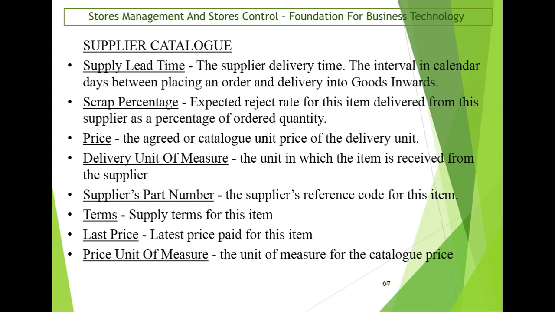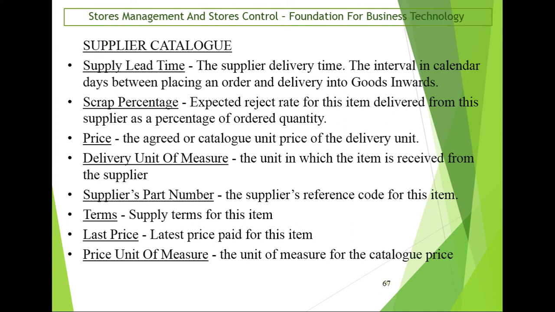Then we specify the supply lead time. In other words, at this particular supplier, what is the time interval in days between placing an order and receiving the goods? So if we have got 2 suppliers for one item, one supplier might have a lead time of 2 days, another supplier has a lead time of 5 days. So that is why it's important to have these supplier catalogs that match individual items to specific suppliers.